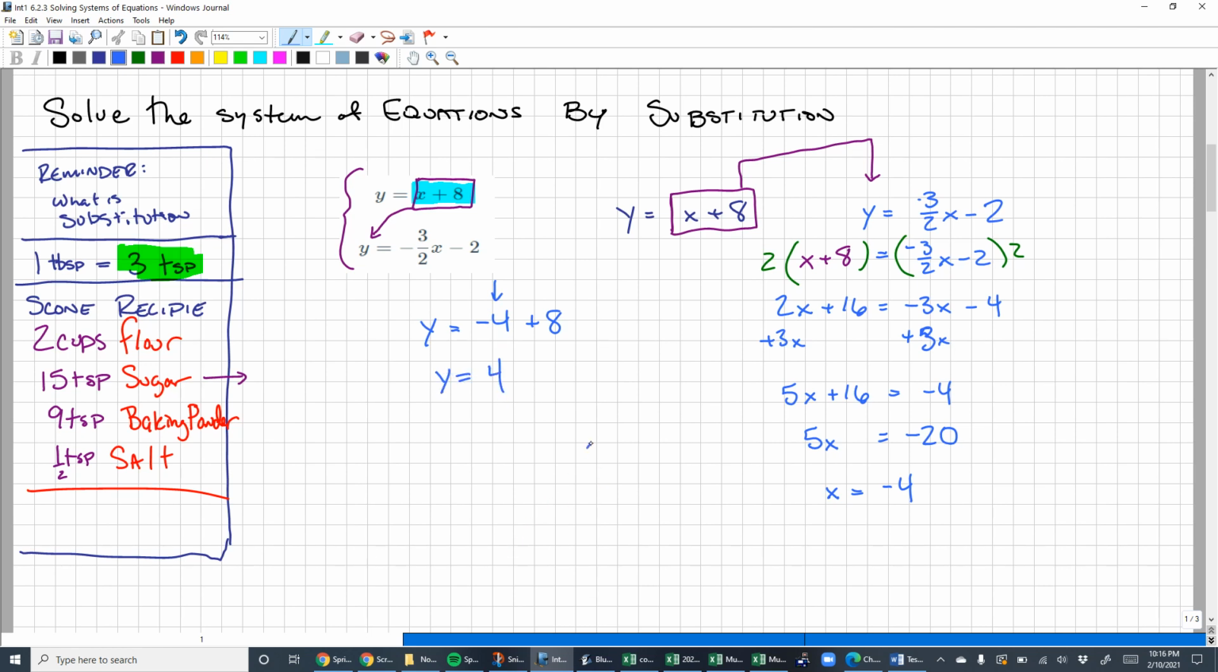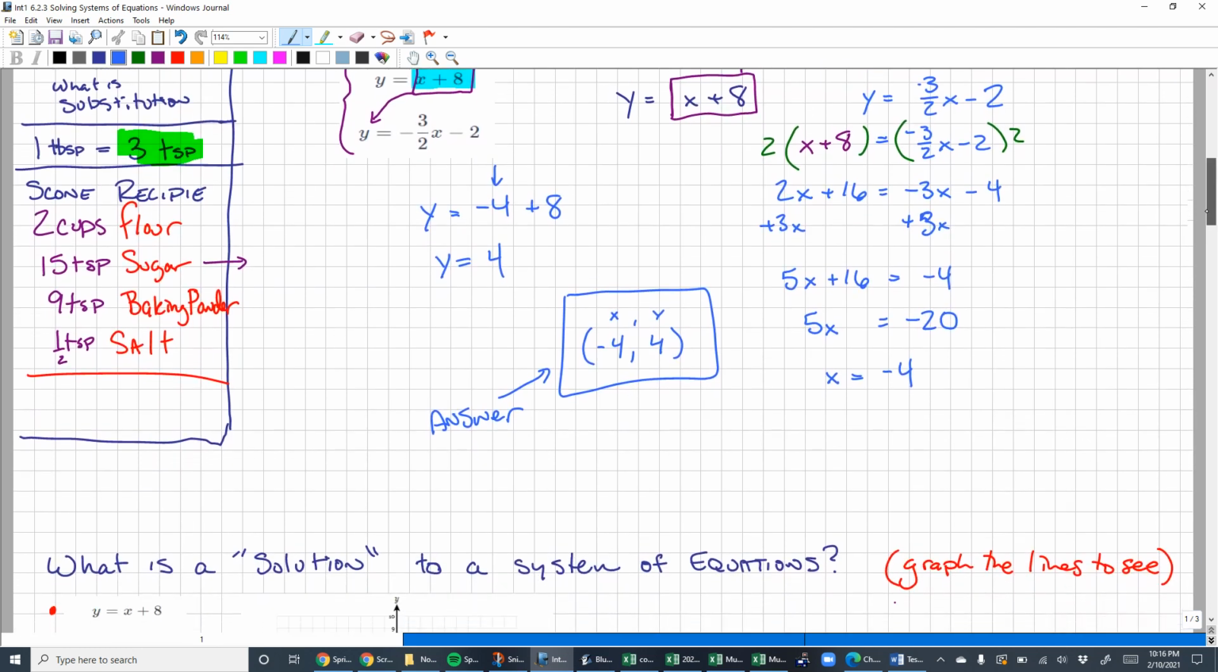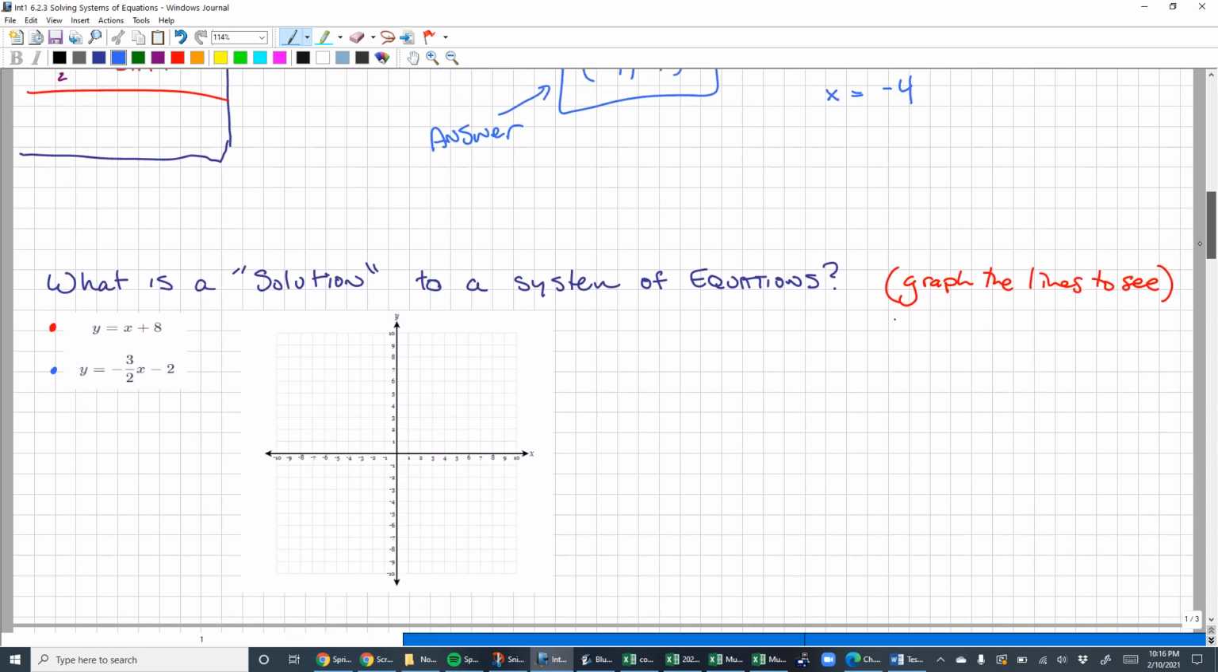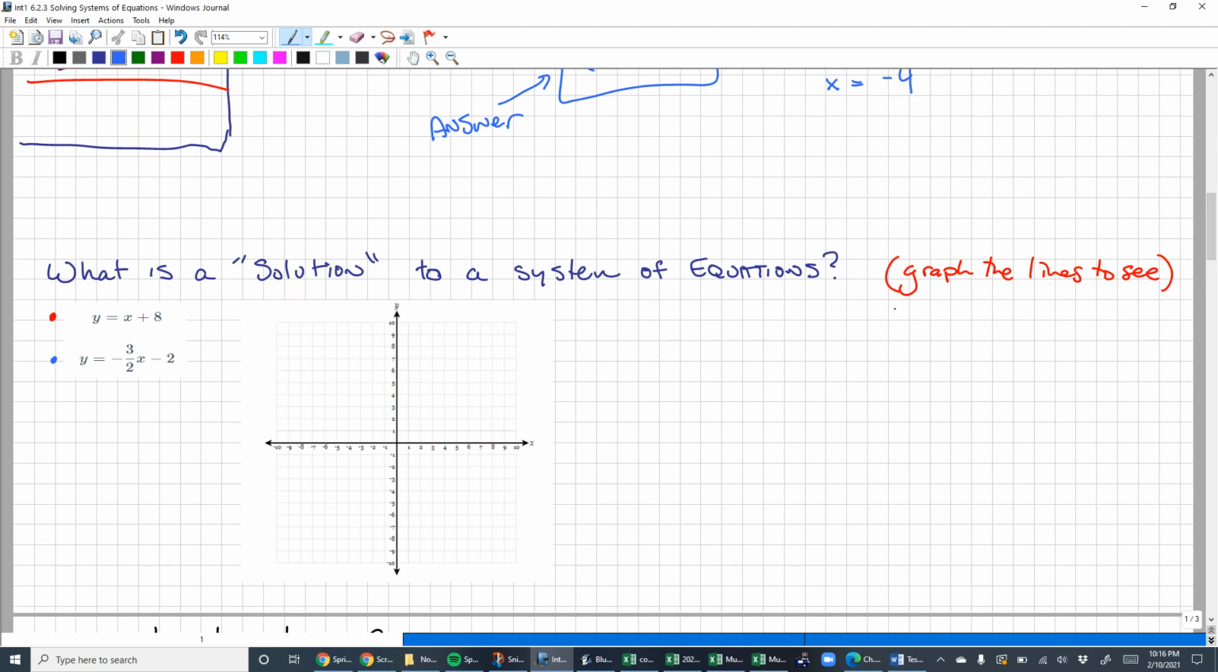So my answer actually comes in the form of a point. It has an x value and a y value, and that's going to be negative 4, comma 4. This is my answer. And that's how we solve a problem by substitution. We plug in, after we've solved for one variable, we plug it into the other equation. Now, let's look at that same solution and see what it really means right here.